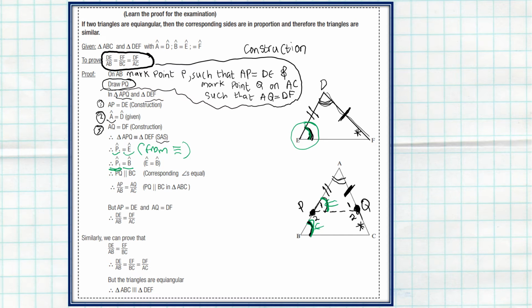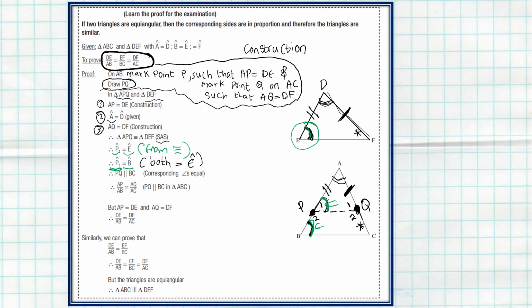So I don't like this reason that they give here. Let me just delete it and write this one so that you can really understand it much better. So we are saying that angle P1 will be equal to angle B, because both of these angles are equal to angle E. Both of them are equal to angle E, then they are also equal.